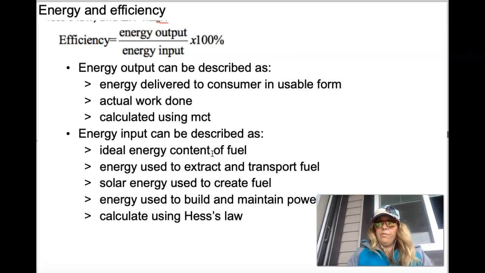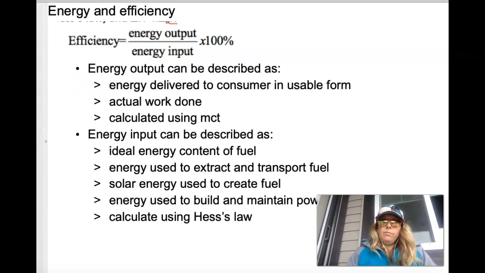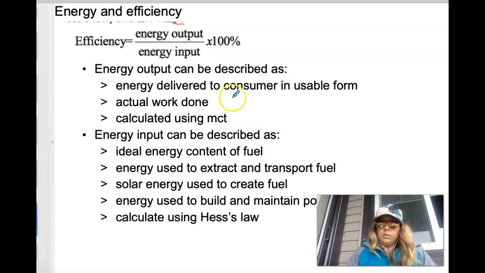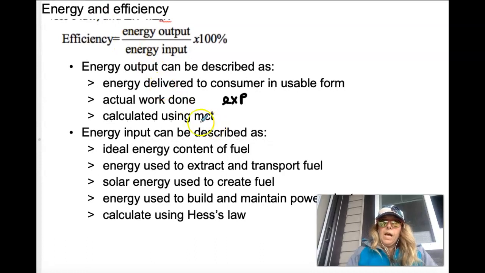So when we are looking at percent efficiency, it's actually very similar to percent yield that you have seen before. It's energy output over energy input times 100. The energy output is basically how much energy actually went to doing what you wanted it to do. So you're going to calculate energy output from experimental data, which is generally going to be those calorimetry questions that you get, which is why it says calculated using MC delta T.